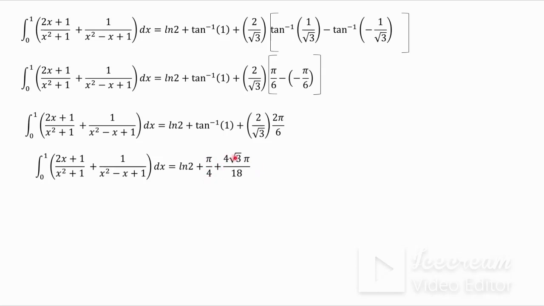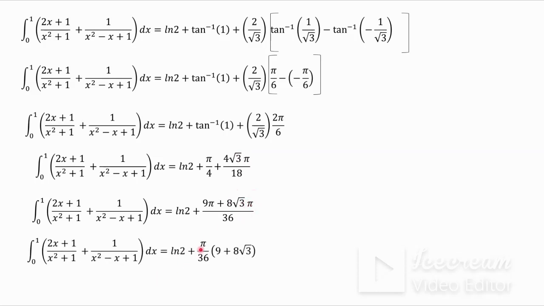looking for the LCM at this level, that's the LCM between 4 and 18, we get the LCM to be 36, and 36 divided by 4 gives us 9, then 9 times pi gives us 9 pi, 36 divided by 18 gives us 2, then 2 times 4 times square root of 3 times pi gives us 8 times square root of 3 times pi, for which you can therefore factor out pi in the numerator.